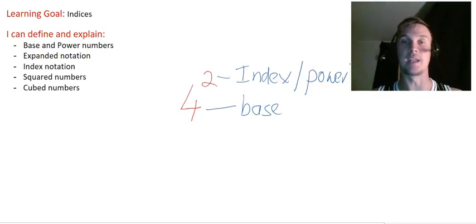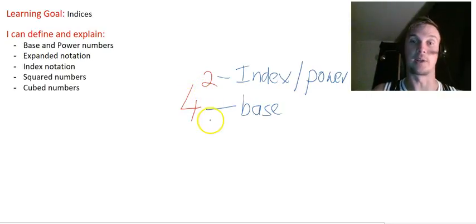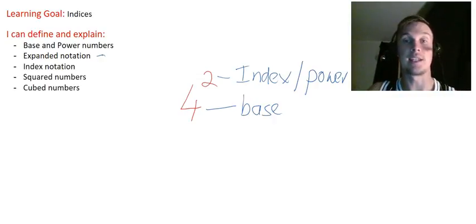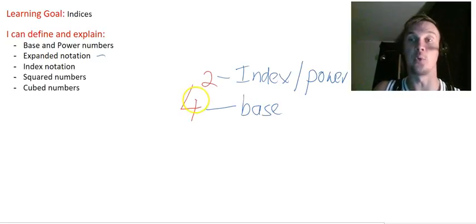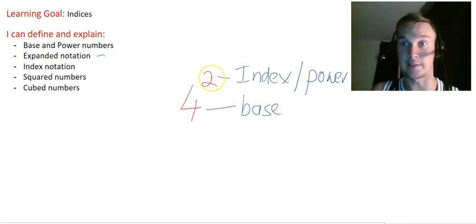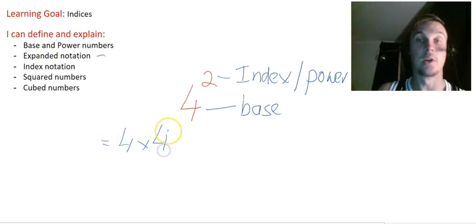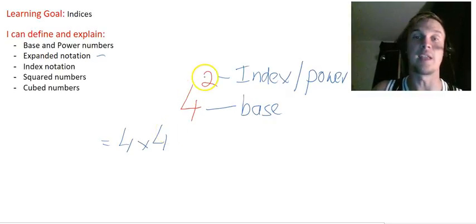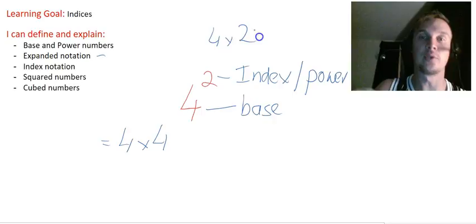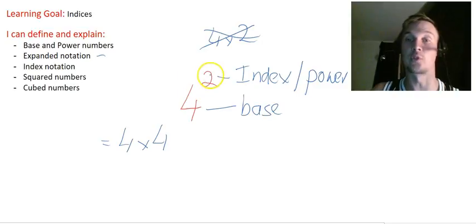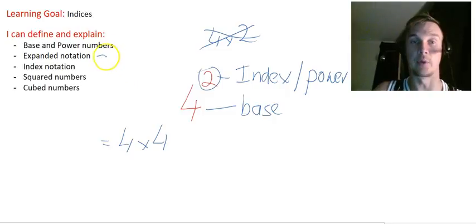Now what this basically means is that if we had to write this in expanded notation, we'd write out how it would work. All it means is that it's 4 times itself twice, so that would equal 4 times 4. We can often get confused and think that it might be 4 times 2. That is not the case. When we do index, it means 4 squared, which means 4 times itself twice, and that's how we'd write expanded notation.